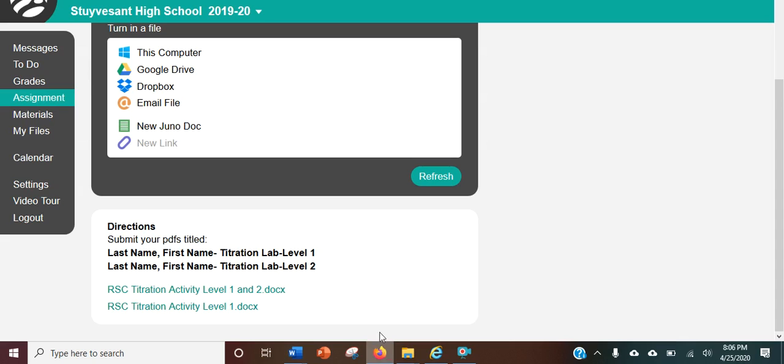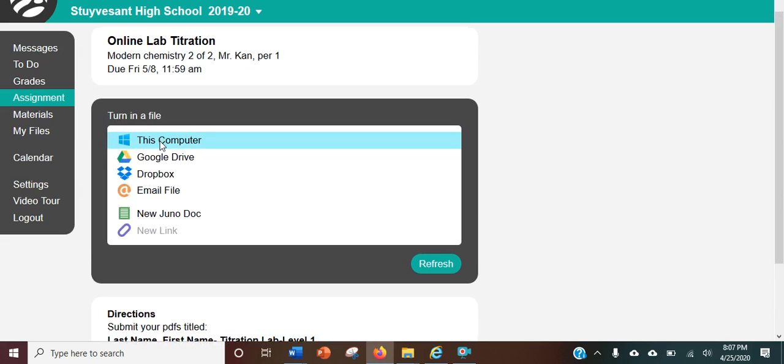So how do you do that? Once you download the PDF, I want you to rename it. Put your last name, comma, first name, then your titration lab dash level 1. So you'll be submitting two PDFs, one for level 1 and one for level 2. Once you name both of them, how do you turn in this file? You're going to click this computer, and then you're going to upload both files.